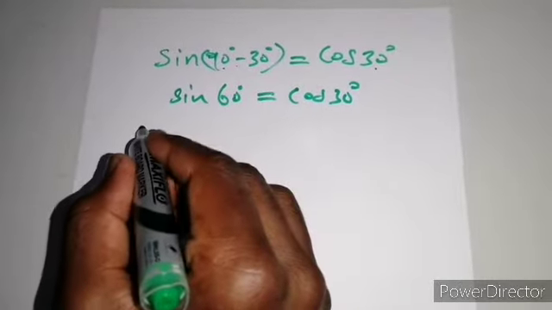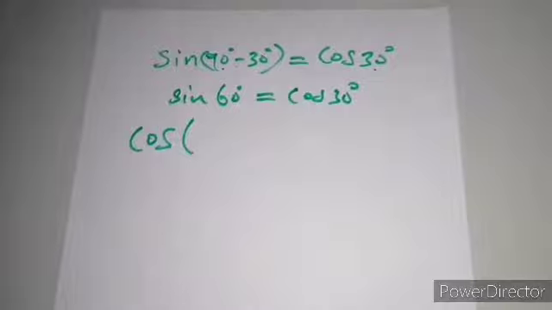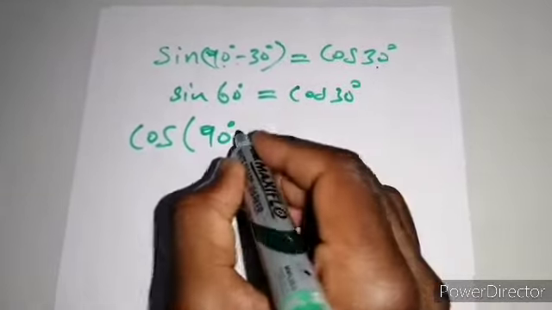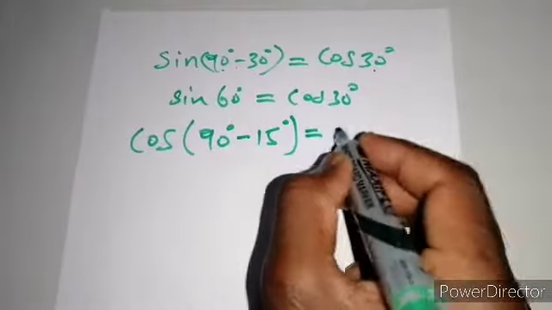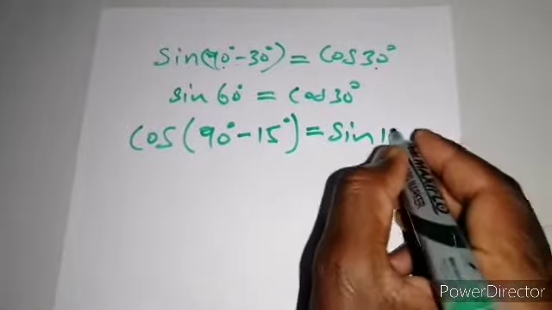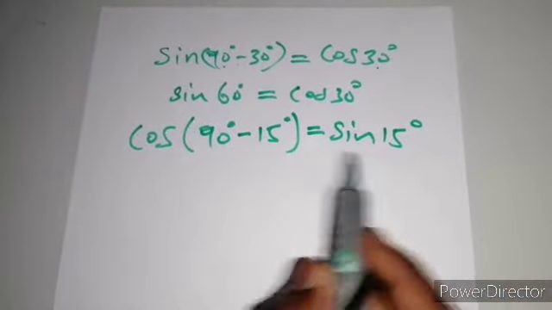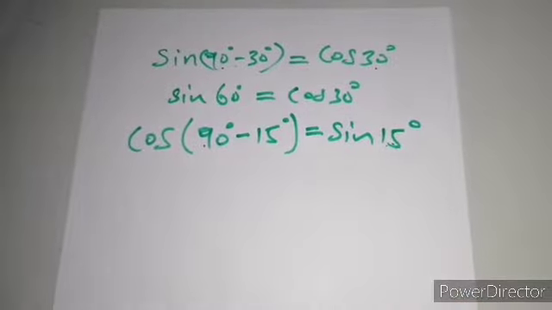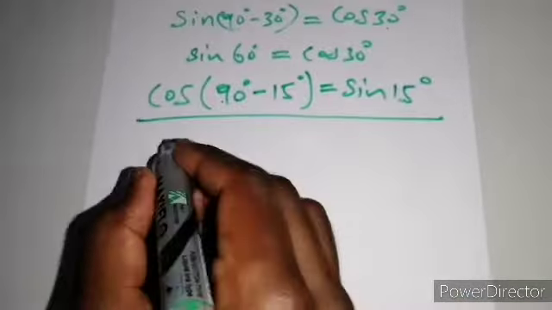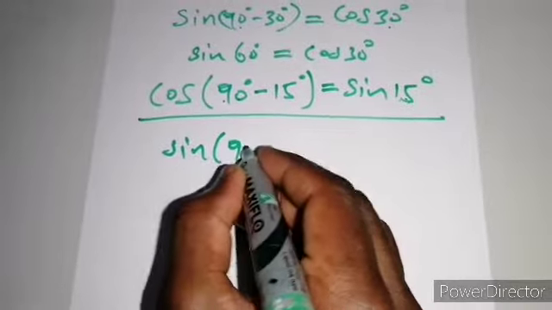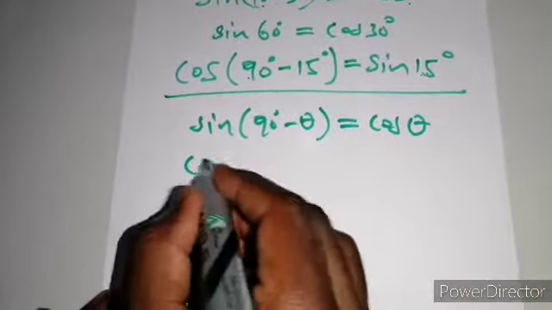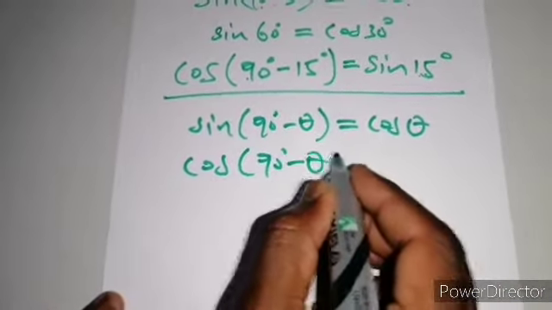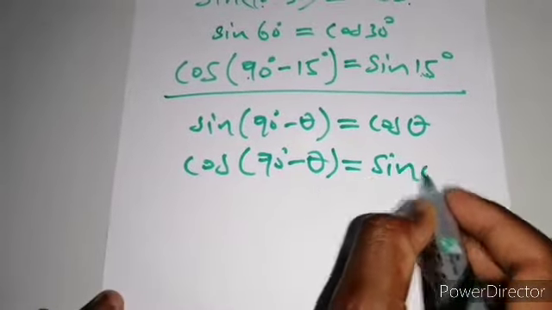The last example: if we have the cos of 90 minus 15 degrees, this is the same as the sine of 15 degrees, because the sum of these angles adds up to 90. So in general, we simply say the sine of 90 minus theta is the same as cos of theta, and the cos of 90 minus theta is the same as the sine of theta. That's all about cofunctions.